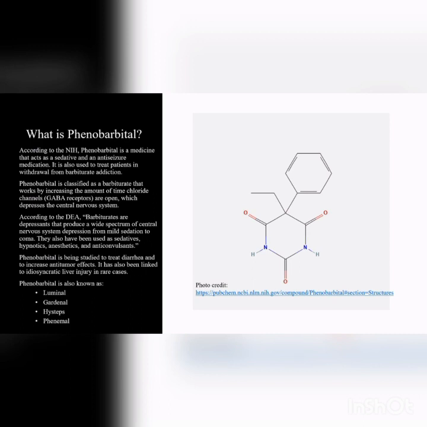According to the DEA, barbiturates are depressants that produce a wide spectrum of central nervous system depression from mild sedation to coma. They have also been used as sedatives, hypnotics, anesthetics, and anticonvulsants. Phenobarbital is being studied for its anti-tumor effects. It has also been linked to hepatocellular necrotic liver injury in rare cases. Phenobarbital is also known as Luminal, Hystex, and Phenomenal.